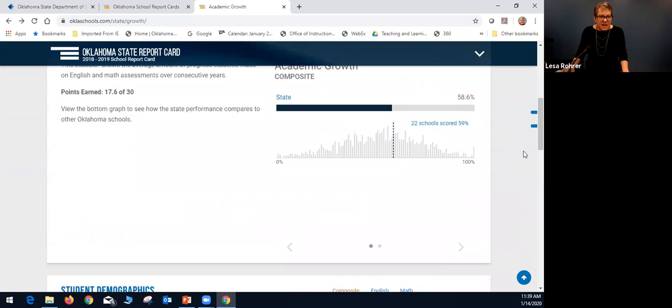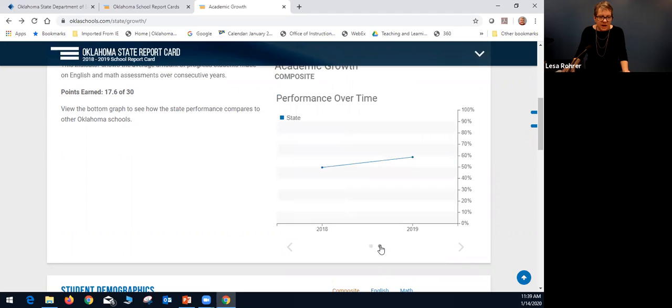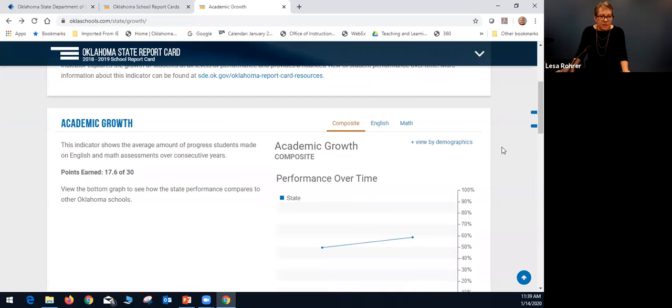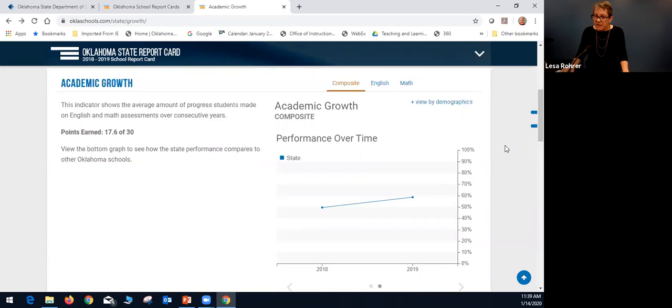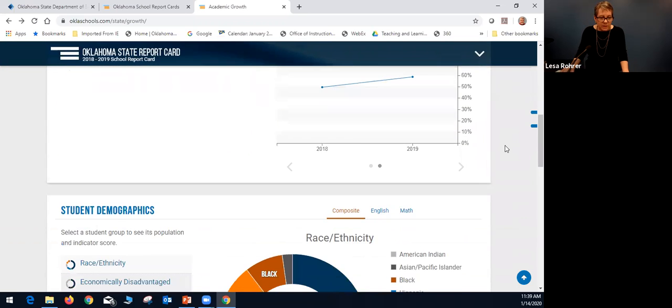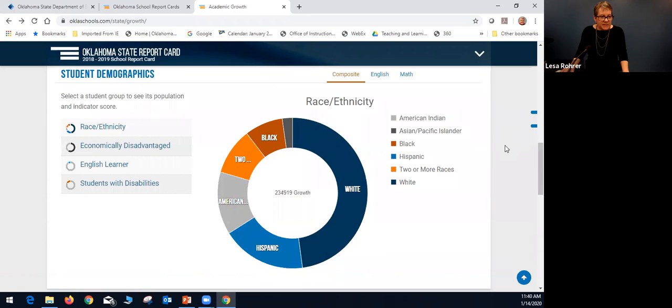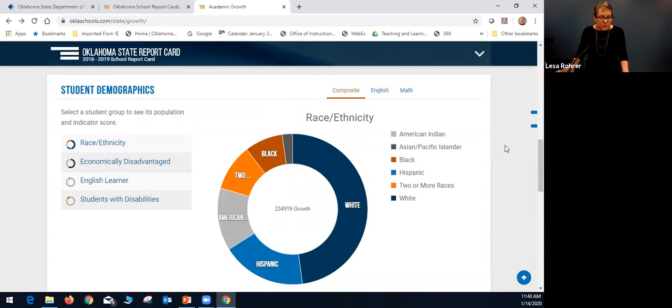Another feature that's maybe not as visible as it could be are these little dots. If I click on this dot, it gives me performance over time. If I were a school site, I would see my school compared to the state. And you'll see in growth, we did increase. So we moved from a 49.5% to a 58.6%. So what that tells us is that we are growing. We may not be performing where we want to on the academic achievement indicator yet, but we are moving in the right direction. Student demographics gives me a breakdown of all of my different groups.